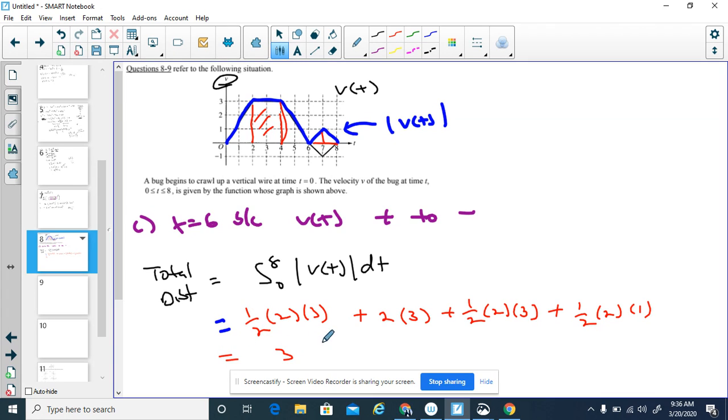So this is 3. This guy is 6. This guy is 3. This guy is 1. So it looks like you get 9, 10, 13. So that should be choice B for 9, and it looks like it is, and we're happy. Okay? So again, pretty simple problem. Very easily you can make that more complicated than it needs to be.